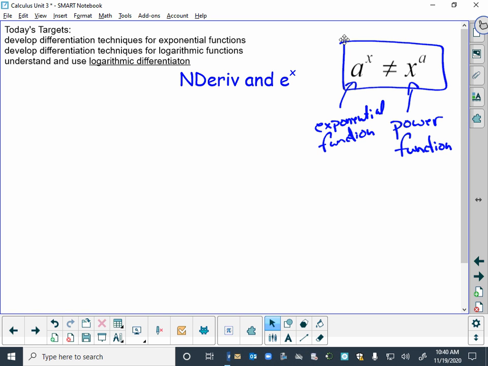Which means what? They're the same. They are the same function. The derivative of e to the x is e to the x.